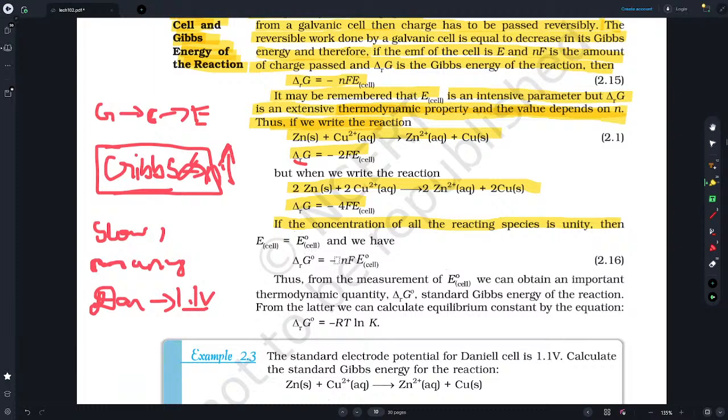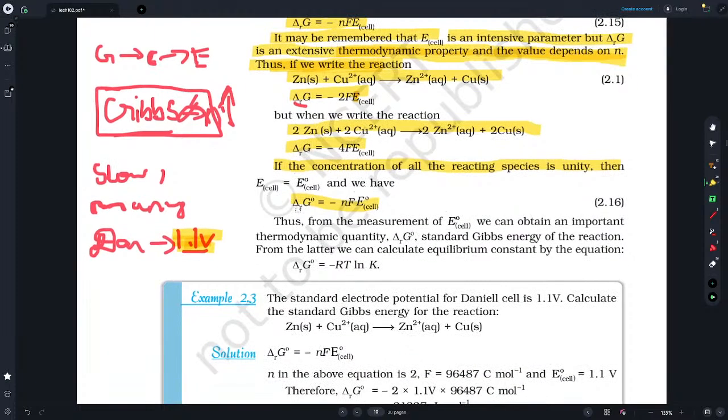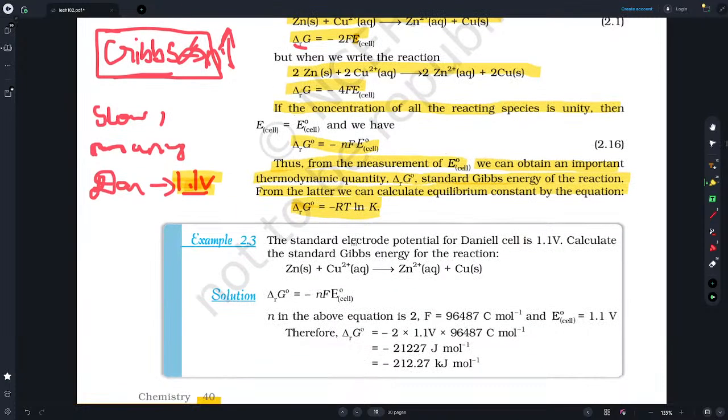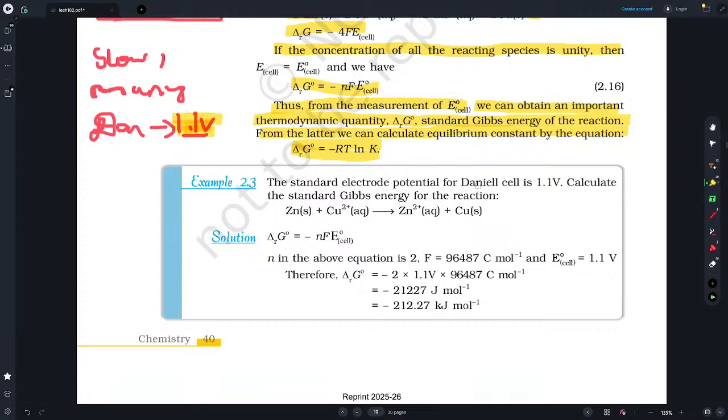So in place of E cell, we can substitute the standard electrode potential of the cell, which, for example, in the Daniell cell is 1.1 volt. Thus, from measurement of E standard of the cell, we can obtain an important thermodynamic quantity, which is the standard Gibbs energy of the reaction. From the latter we can calculate the equilibrium constant by this equation. An example given: the standard electrode potential for a Daniell cell is 1.1 volt.